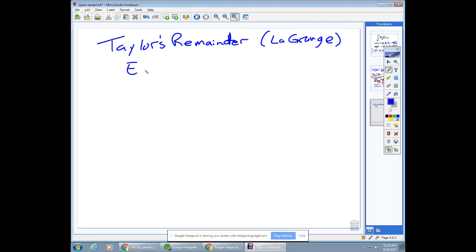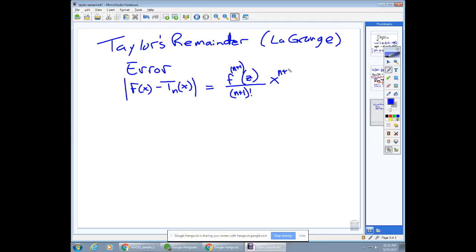And what it says is that the actual error, and remember the actual error is the difference between the function and any approximation I make of the Taylor series, is always going to be equal to the next derivative evaluated at some magic number z divided by n plus 1 factorial times x minus the center. I'm just going to go with the center of 0 here. So x to the n plus 1.